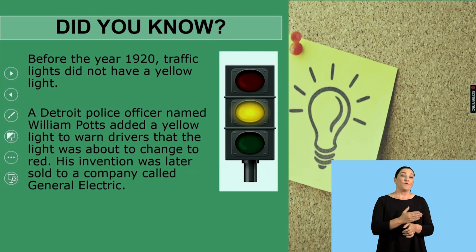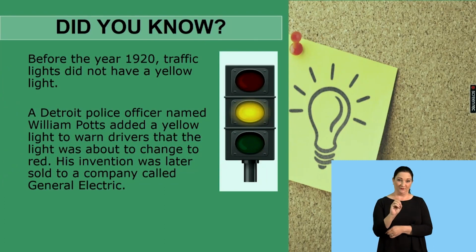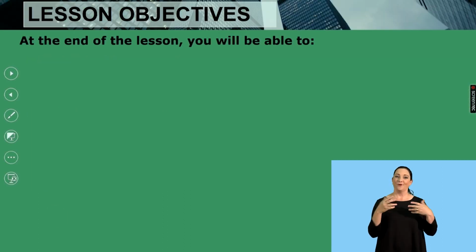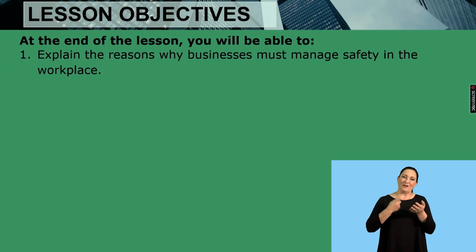It is said that before the year 1920, traffic lights did not have a yellow light. A Detroit police officer named William Potts added a yellow light to warn drivers that the light was about to change to red. His invention was later sold to a company called General Electric. Now, isn't that interesting?